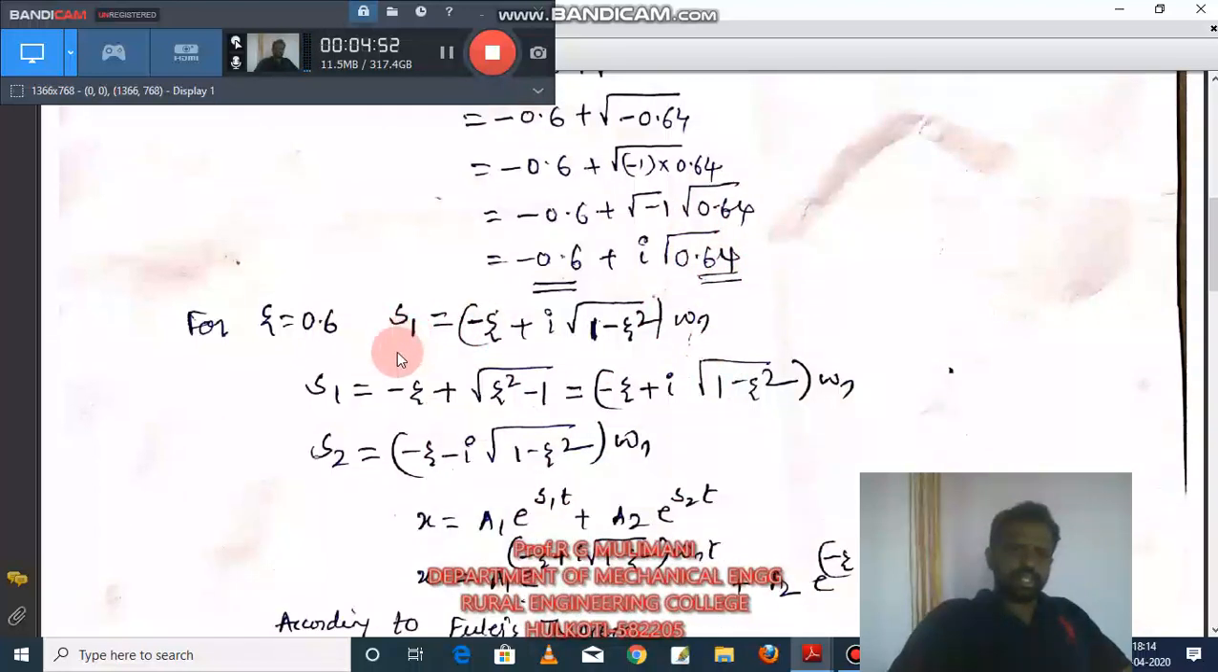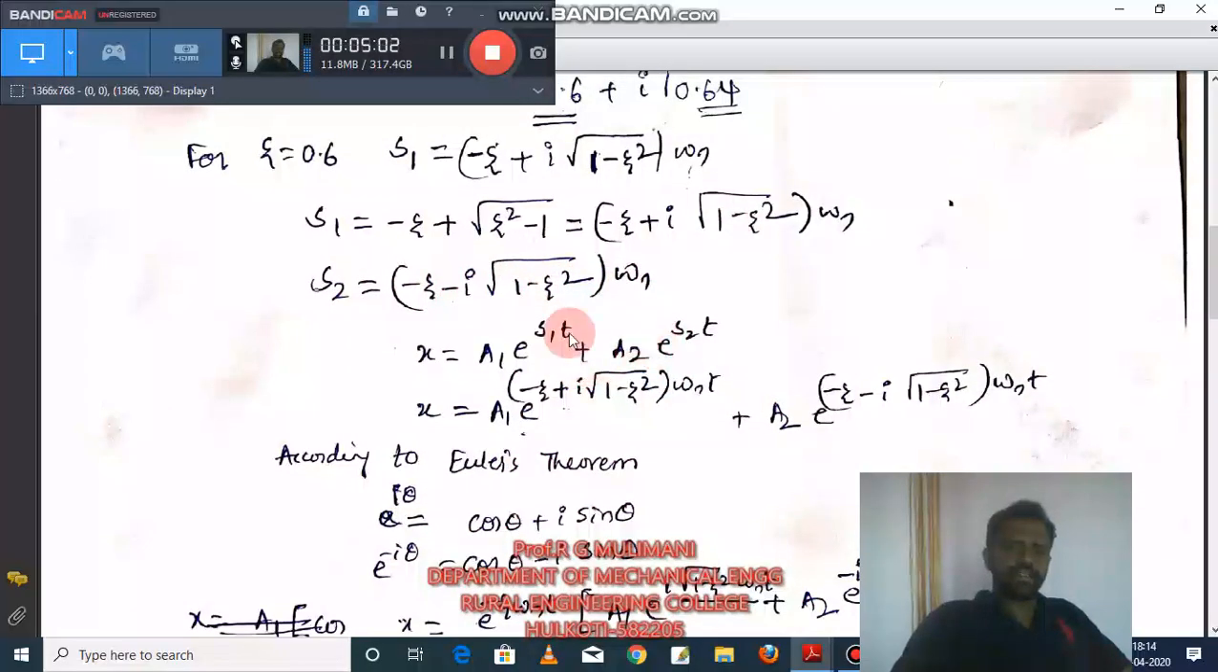So s1 is plus i square root of 1 minus zeta square omega n, s2 is minus i square root of 1 minus zeta square omega n. Now you come to the general solution. x is equal to a1 e raised to s1t plus a2 e raised to s2t. You substitute the value of s1 and s2 here. For the underdamped case it is expressed in terms of imaginary values.